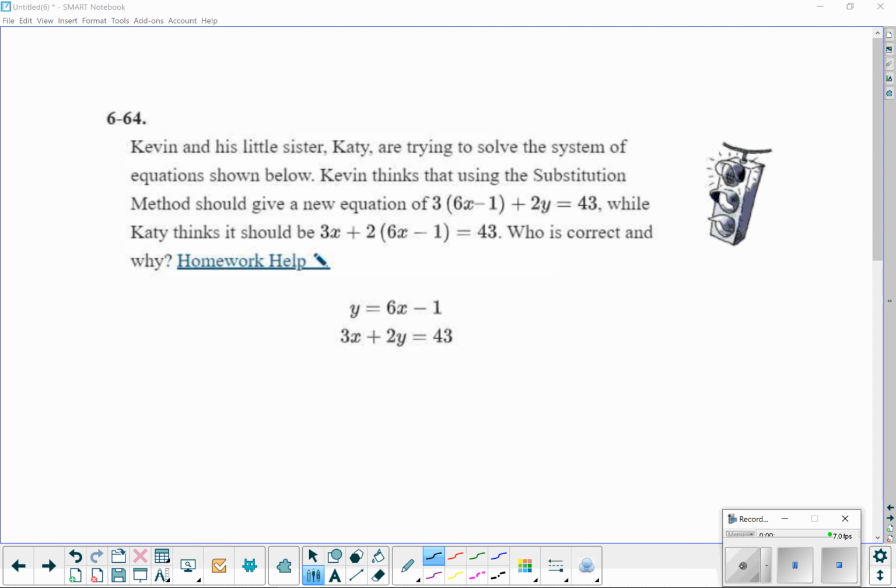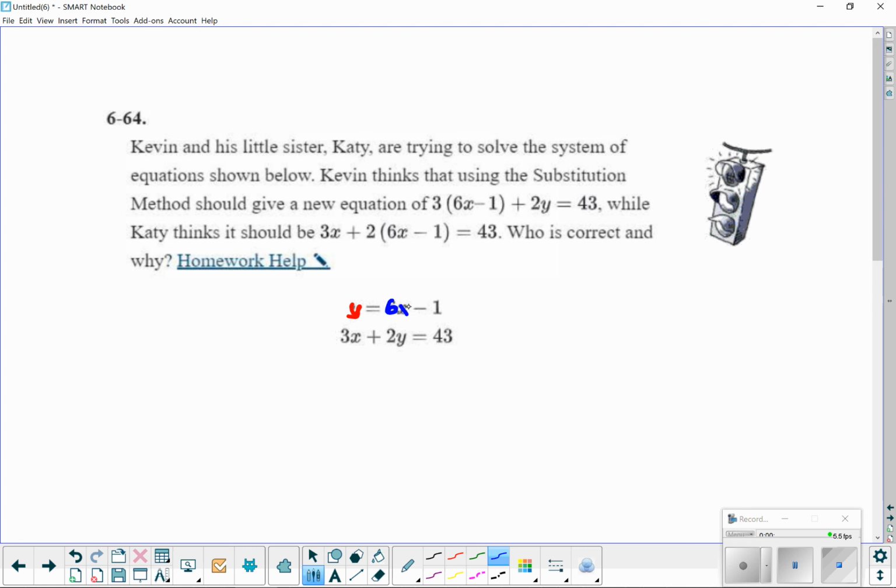Alright, so let's work on this backside. Kevin and his little sister Kathy are trying to solve the system of equations below. Kevin thinks that the substitution method will give a new equation right there, while Kathy thinks it should be that. Who's correct?